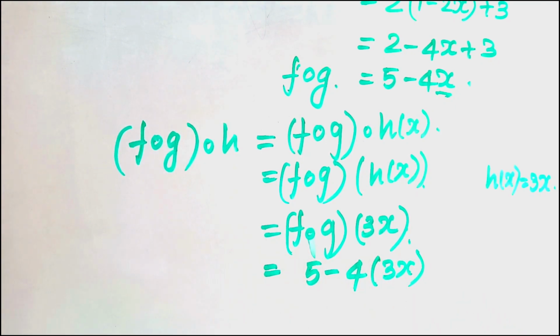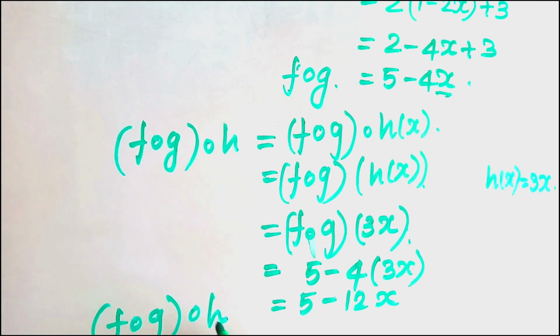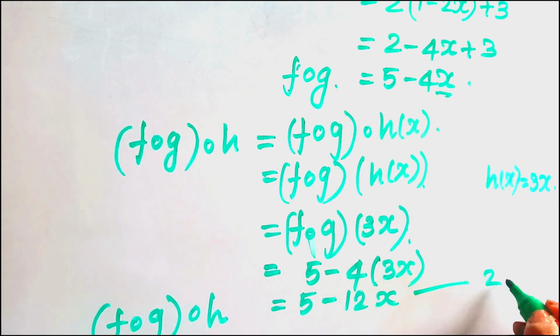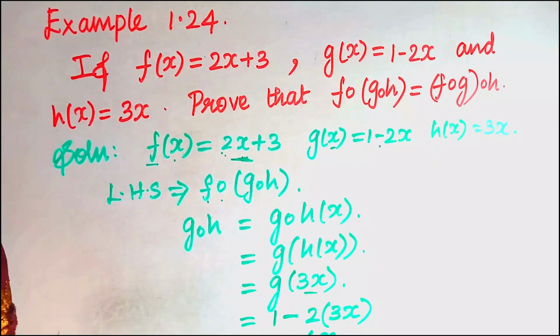Now let's solve this. We'll get 5 minus 4 times 3x, which is 12x. So f∘g∘h gives 5 minus 12x. Let's take this as equation 1 and equation 2. Now let's see the question.